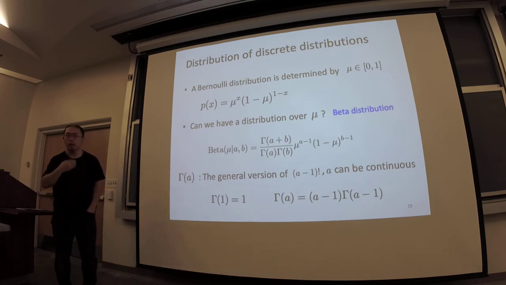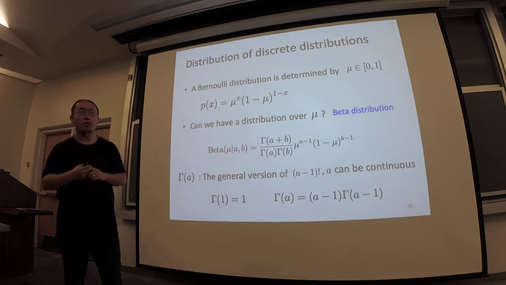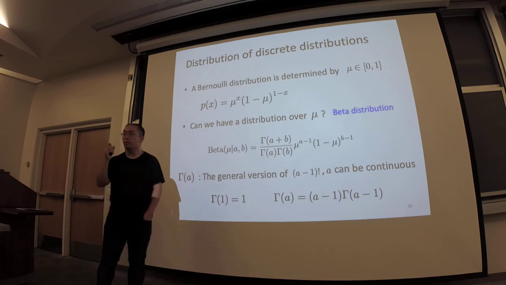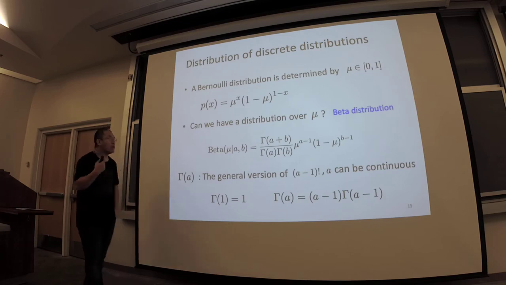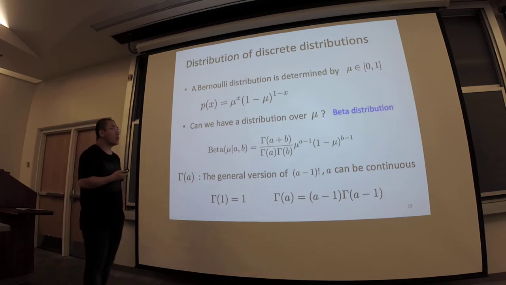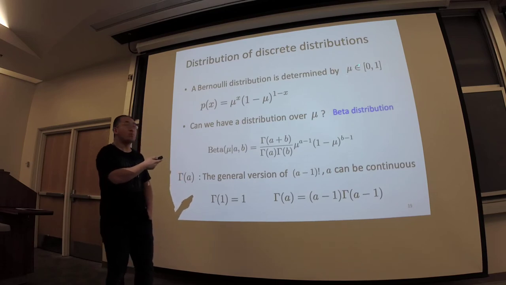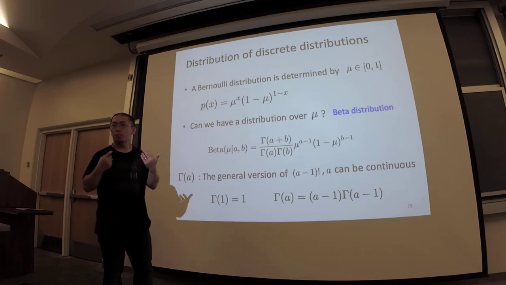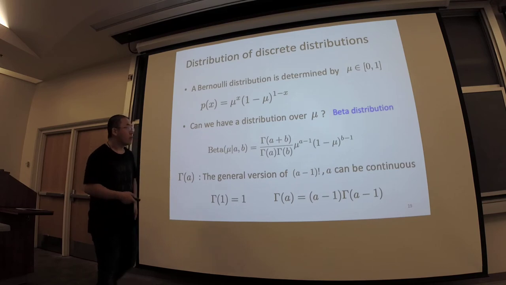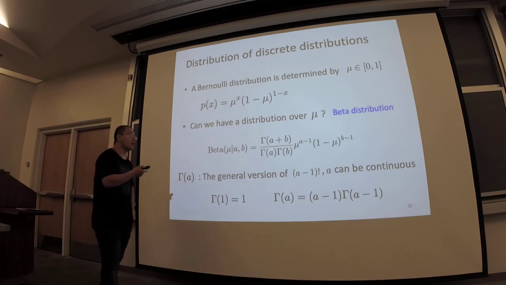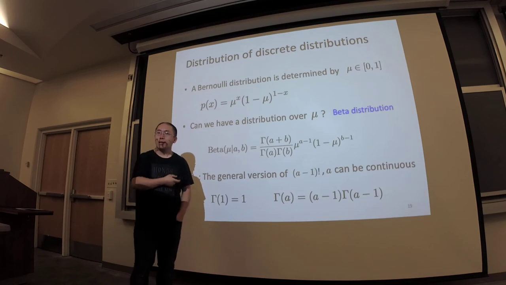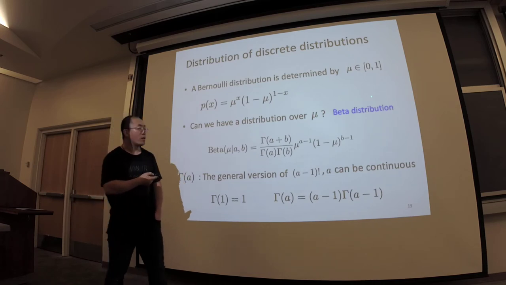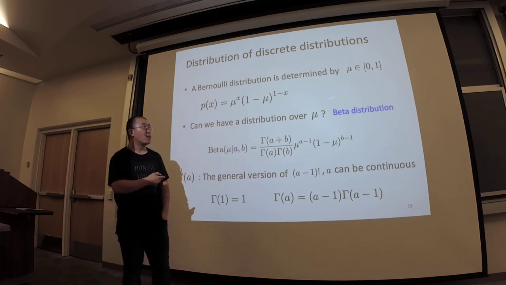So now, suppose we're given some discrete distributions to model those discrete variables, right? We want to ask, can we have some prior distribution over the distribution parameters? See, if I have a Bernoulli distribution, we know it is determined by this mu, right? This mu is between 0 and 1, representing how likely you will end up with observation 1. And the question now, in the Bayesian world, is can we assign some distribution over mu? The answer is yes, and this distribution is called the beta distribution. The beta distribution is guaranteed to sample a scalar between 0 and 1.